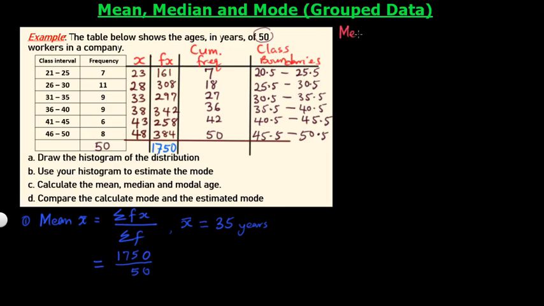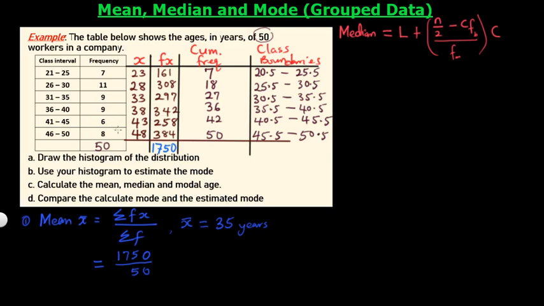Median equals, recall the formula. We say the median is L plus the number over 2 minus cumulative frequency before, divided by frequency of the median, all multiplied by the class size C. So let's take note. The median class is the middle.